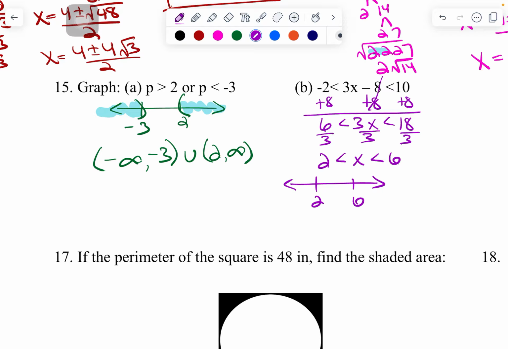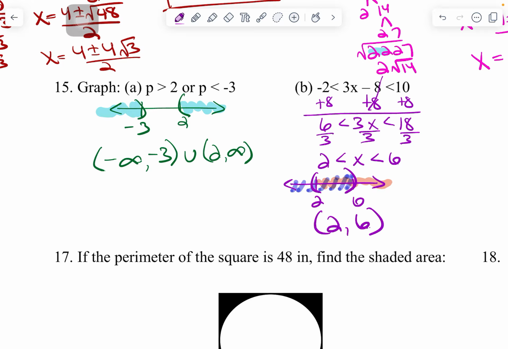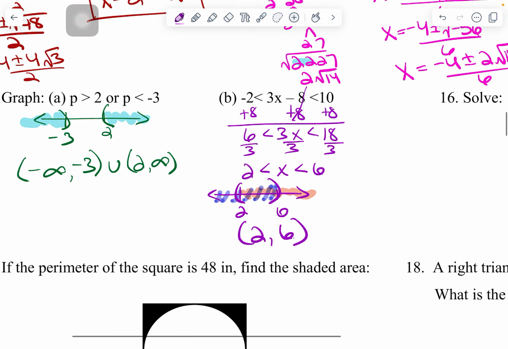So 2 and 6. If 2 is less than x, then x is greater than 2. And if x is less than 6, then I'm going to shade right to the left there. And the idea here is we're going to trap x between 2 and 6, right? That is where the overlap is there. So that's going to be 2 to 6 is our interval answer for number 15 part B.